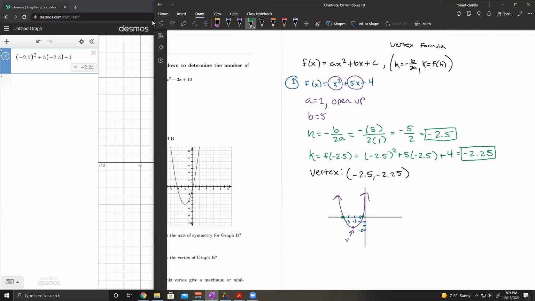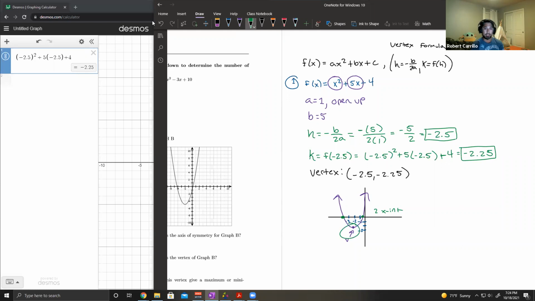Professor, do you mind repeating where you graphed the first point? They're not actual points, but this one, right? The vertex.